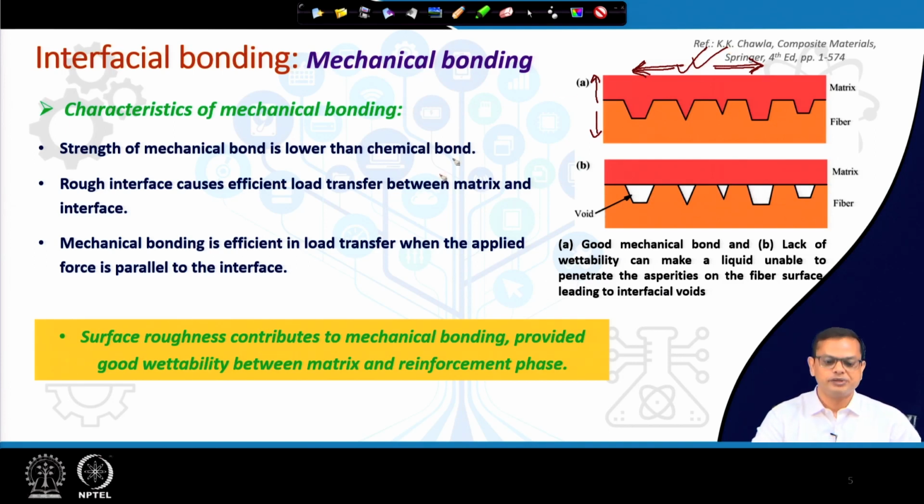Okay. So, ultimately surface roughness contributes to mechanical bonding provided there is good wettability between the matrix and reinforcement phase, that we should not forget. Yes, surface roughness is very good, but it must have good wettability as well. All right. So, let us move on.